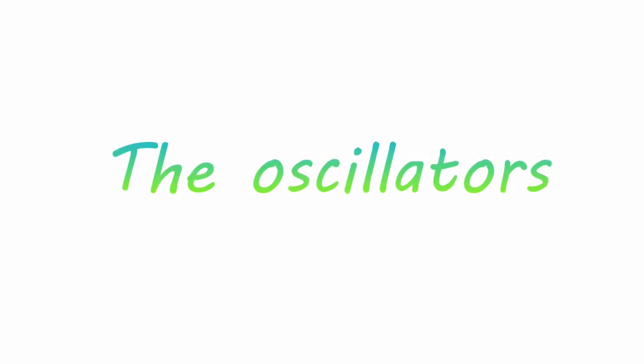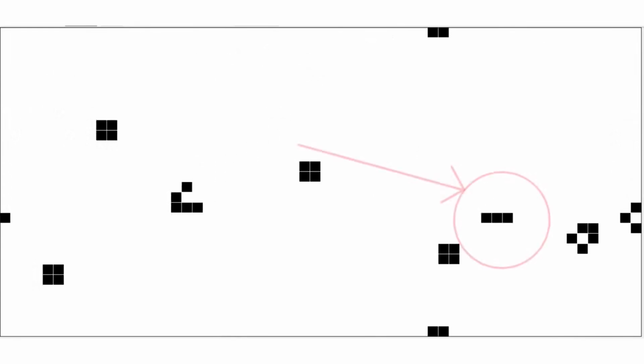Secondly, there is the oscillator. The oscillators are figures that repeat in a certain amount of ticks. For example, we can take the blinker, which looks like this, and repeats every 2 ticks. As a bigger example, we have the pulsar, which has a period of 3 ticks.